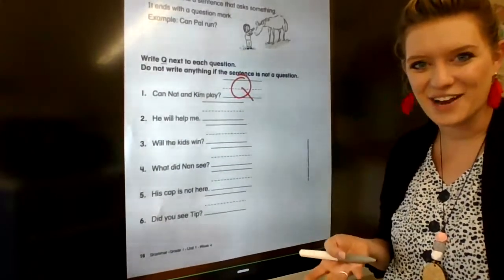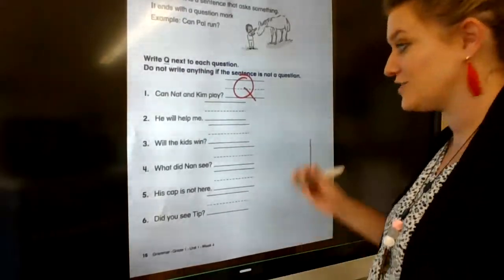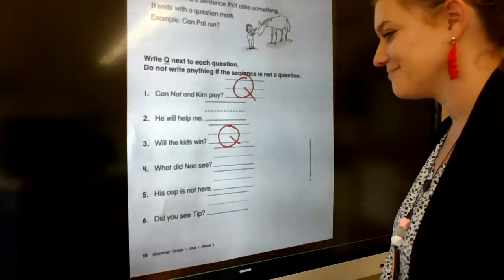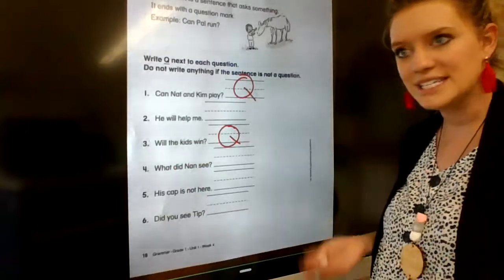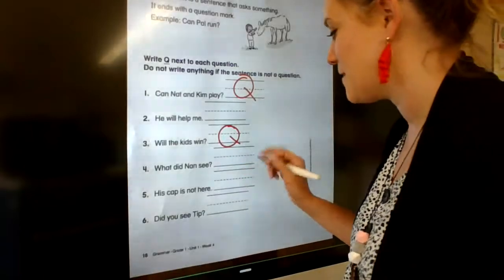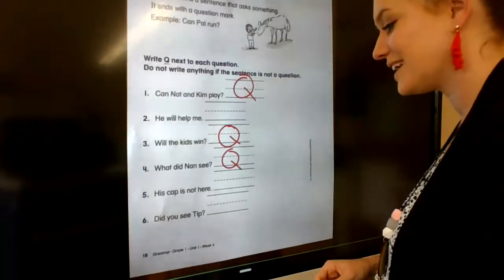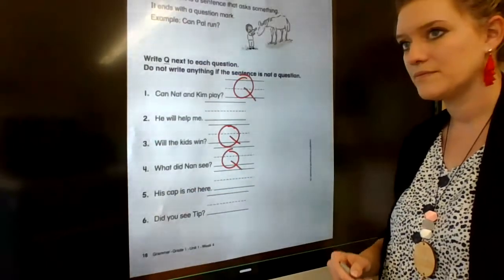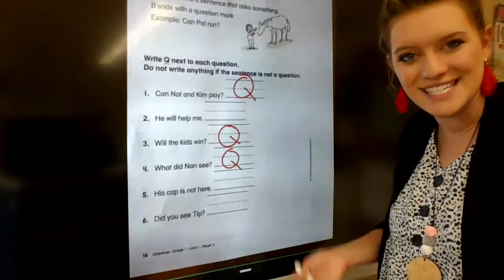Number 3, will the kids win? Ooh, even the way I said it when I read it, I was questioning it. Like, will the kids win? I don't know the answer. I'm asking that question. So this is a question. Q for number 3. Number 4, what did Nan see? What did Nan see? Do I know? I don't know. And they have a really nice question mark at the end of it. That's a question. Yay! You guys are getting really good at this. Number 5, his cap is not here. Okay, is there a question mark? There's not even a question mark. They're stating a fact. That's a statement.